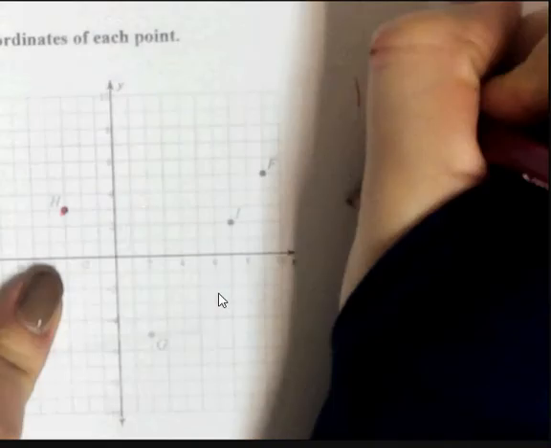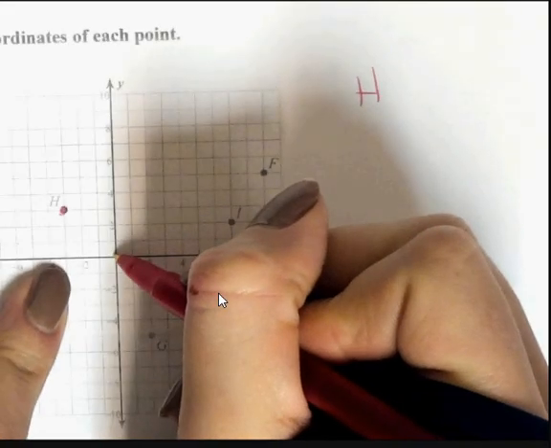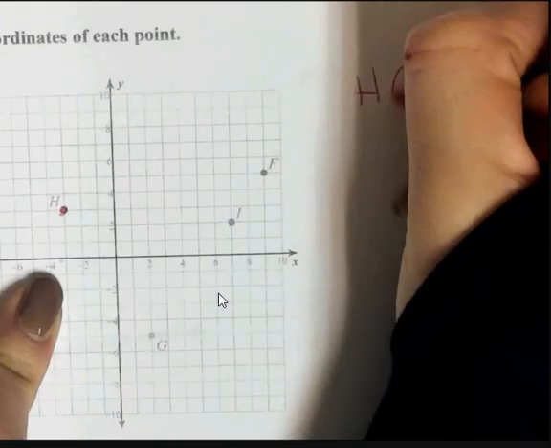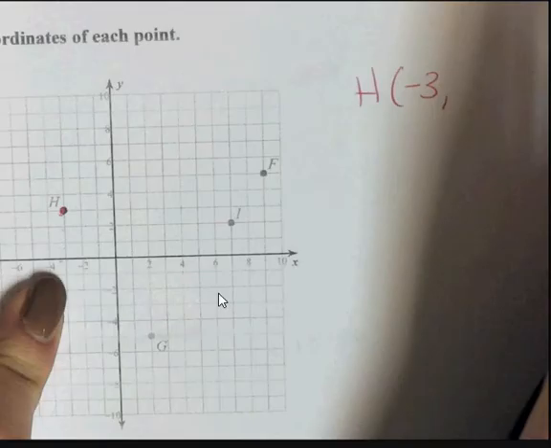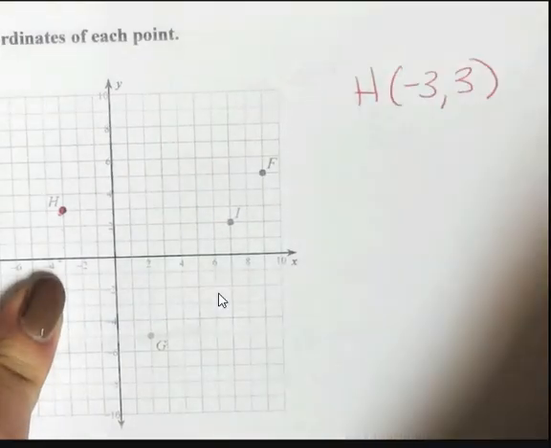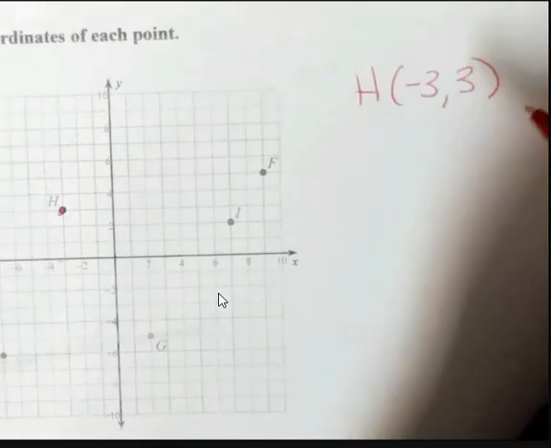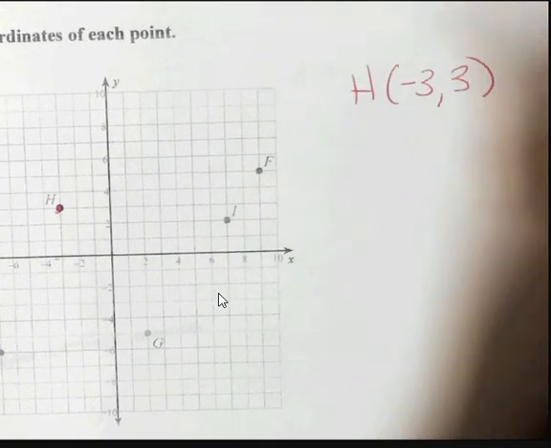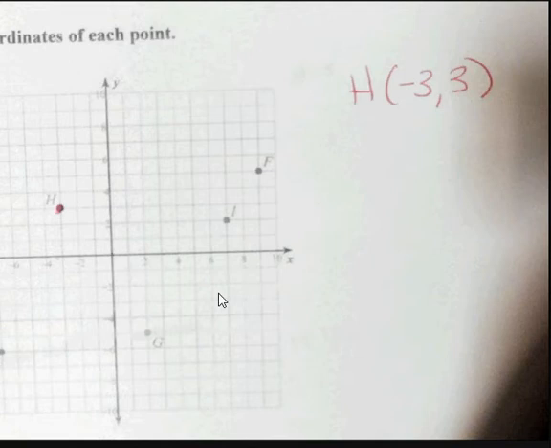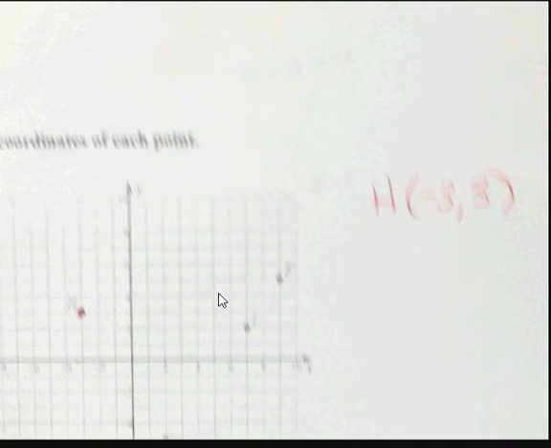Okay, so I need to find point H. So I start at the origin, I figure out how much I go over first. Oh, I'm going over to the left, 1, 2, 3. And I'm going up 1, 2, 3. So the ordered pair for letter H is -3, 3. And you do it for the rest of the points, F, I, G, and J.